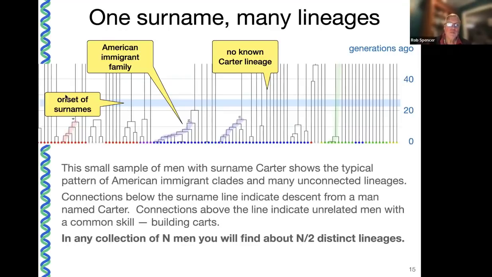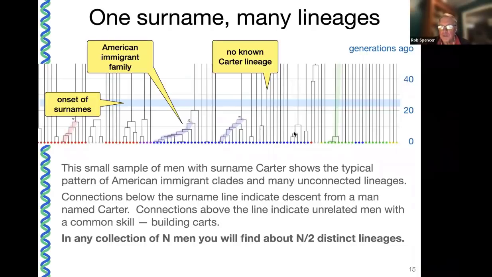Okay, that blue line I've drawn across the diagram is about 25 generations ago, and that's when surnames arose. So here's a guy over here, and there are lots of these single lines. This guy has no matches. His name is Carter, but he is not related to these Carters. Why? Because his line goes back before there were surnames. In fact, there's a lot of different lines here of Carter.